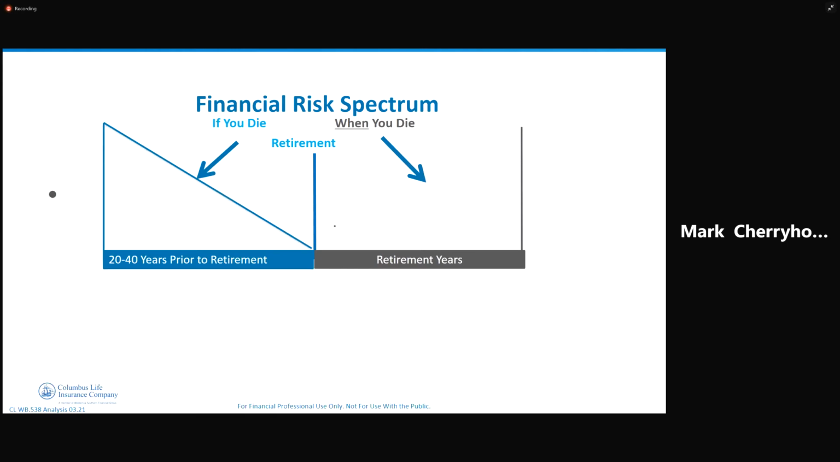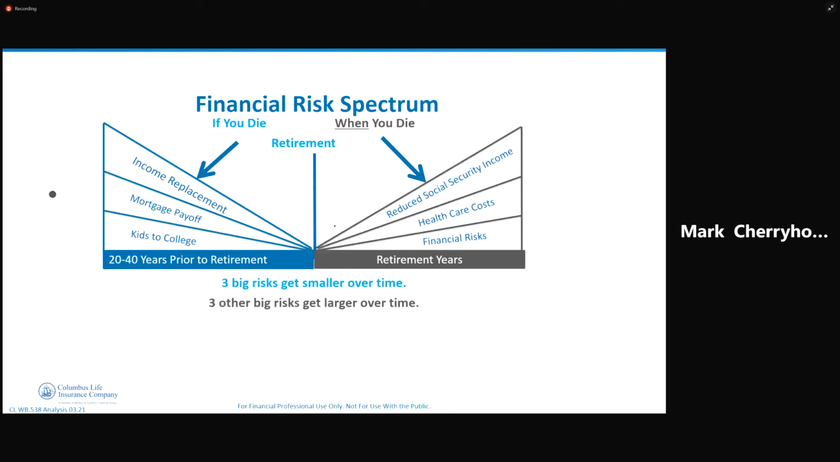I call this the financial risk spectrum. Now, this graphic shows you some of the risks that Americans face before and during retirement. Early in life, there's three major risks in my consideration that individuals and families face. And we're talking about college education or trade school, as we talked about, mortgage payoff, and income replacement.